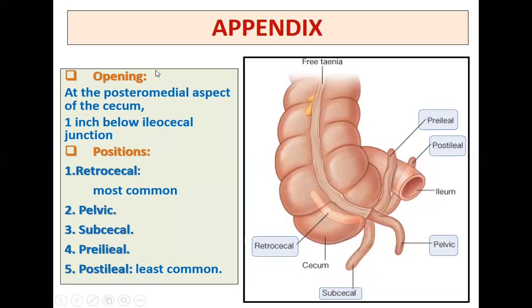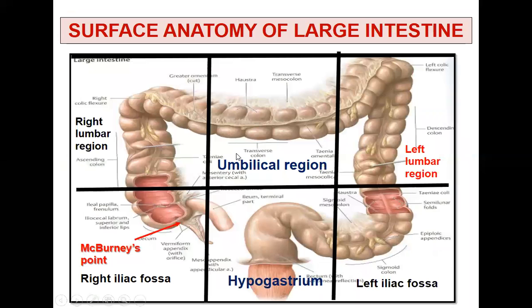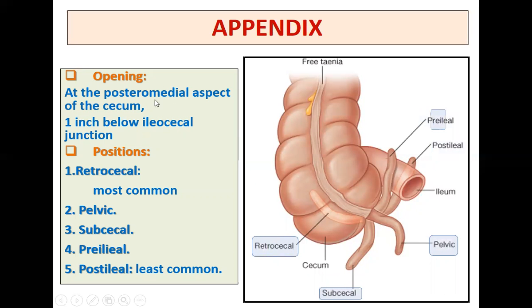The appendix opens at the posterior medial aspect of the cecum as a small opening. If you see the previous picture, you can appreciate here is the opening. This is the appendix, a long appendix. This is the peritoneal fold, which is the mesoappendix, and it is opening here into the cecum. This opening is into the posterior medial aspect of the cecum, 1 inch below the ileocecal junction.